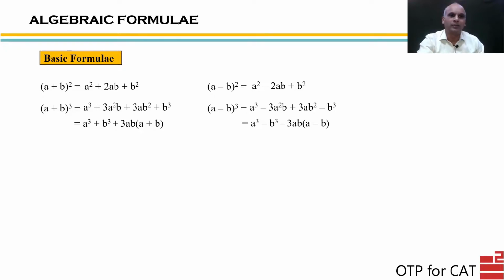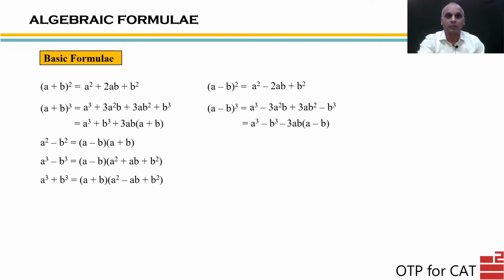Further to this, we have some more formulas which also are part of basic formulae. One of them is a square minus b square. And I hope you all know the formula for that is a minus b into a plus b. Actually, this is factorization of a square minus b square. A cube minus b cube. And the formula for that is a minus b into a square plus ab plus b square.